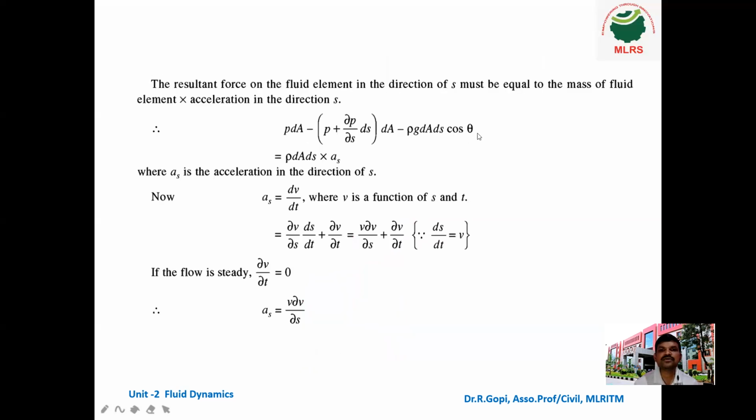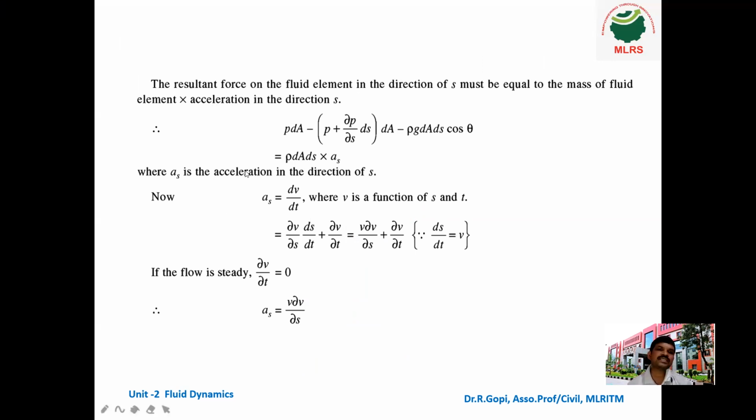This whole equation is equal to mass into acceleration. This is your mass, rho into dA ds, density into volume. What is the density formula? Mass per volume. We already saw this in the first unit, properties of fluids. We need only the mass, so density into volume, into AS. A is the acceleration in the direction S.